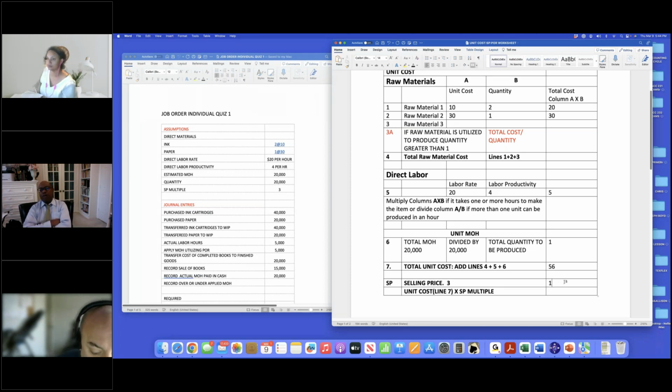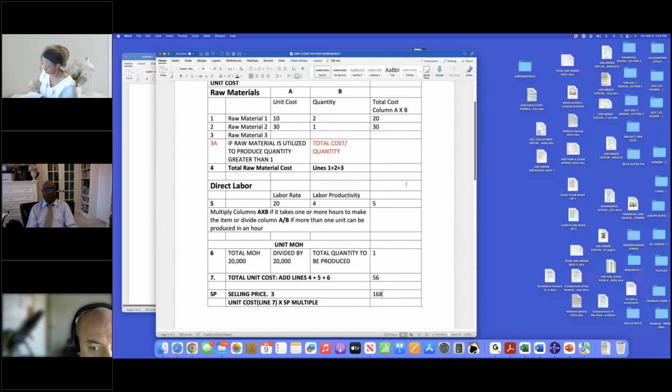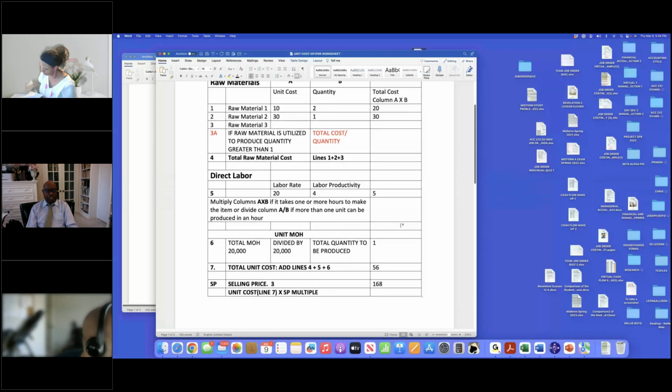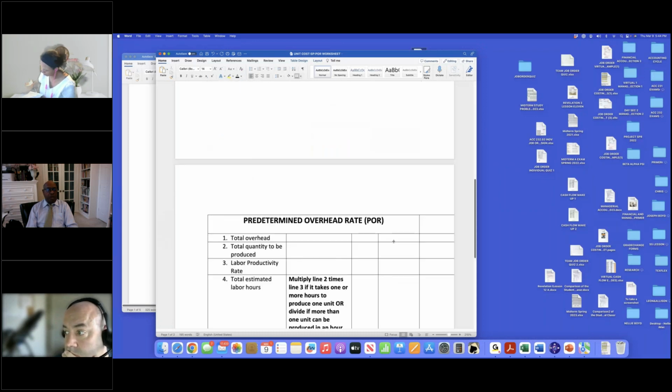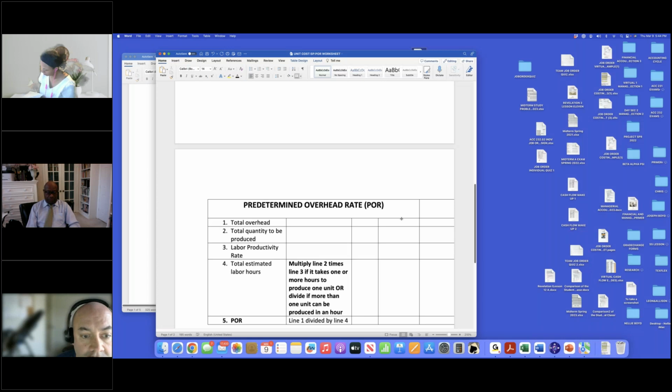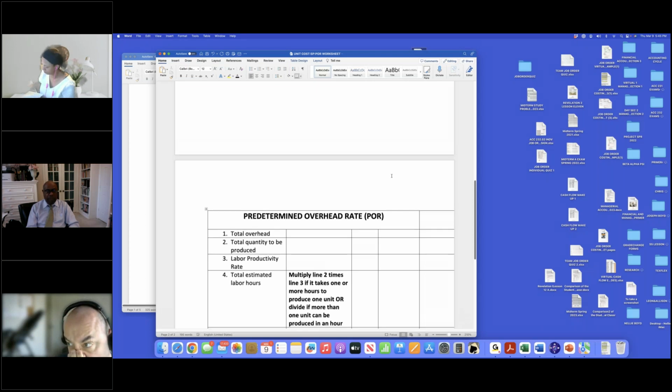Are there any questions so far? Can everybody complete the sheet like this now? Yes, sir. Okay. So this is the first thing to do. Now we need the POR. The first thing on the POR is the total overhead. What's our total overhead? 20,000. Total quantity to be produced? 20,000, wasn't it? Yes.